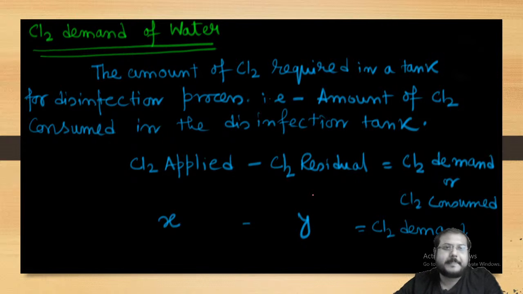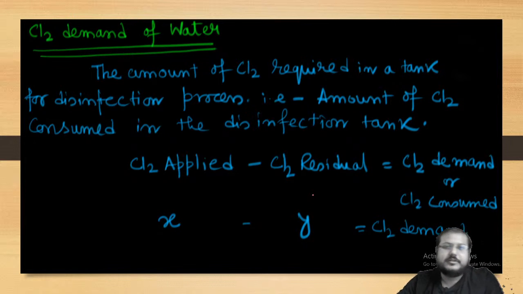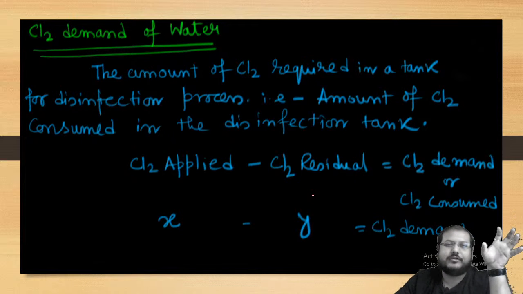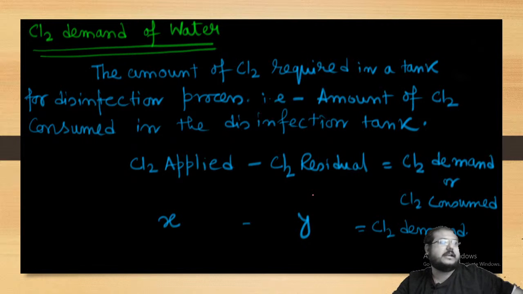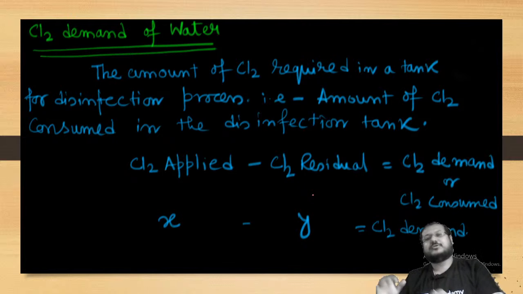What is chlorine demand? Chlorine demand means the amount of chlorine required in a tank for disinfection process. जो चाहिए tank को, that will be called chlorine demand, or we can say the amount of chlorine consumed in the disinfection tank. मतलब अगर आप 10 दे रहे हो तो 5 आपको रेसिडुअल मिल रहा है, तो डिमांड 5. आप मेजर कर रहे हो कितना अप्लाई कर रहे हो, क्योंकि the applied amount will be in your hand itself, and then what you are measuring is the residual amount, कितना बचा हुआ है. So chlorine applied, I have already told you, applied minus residual is equal to demand or consume.